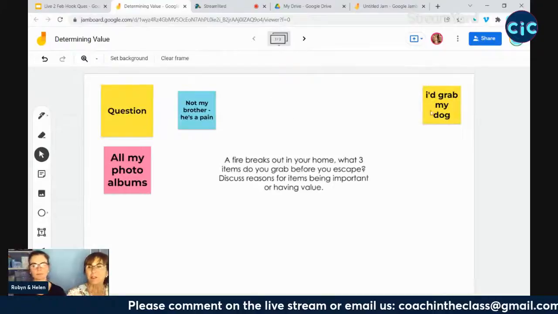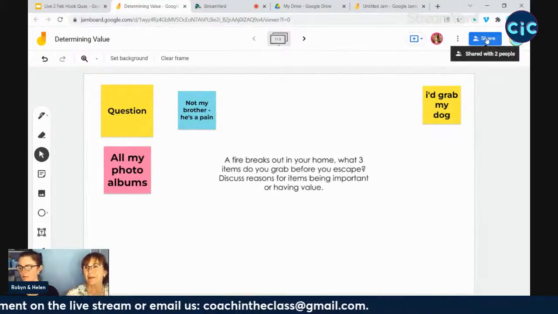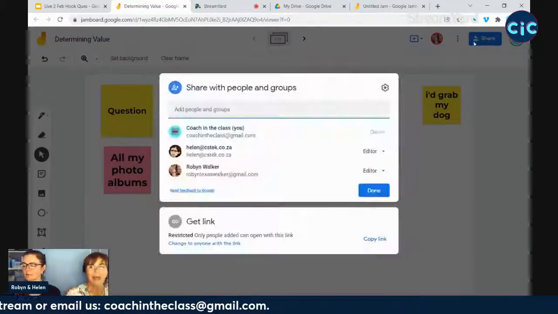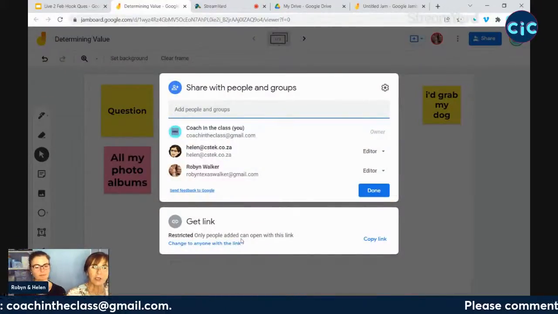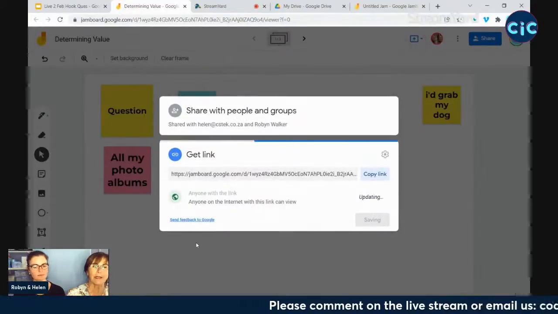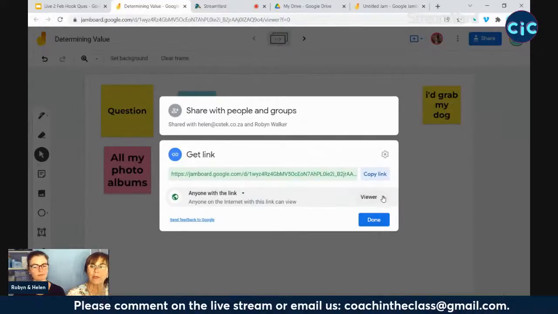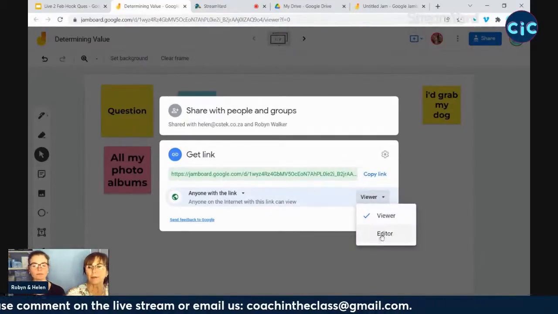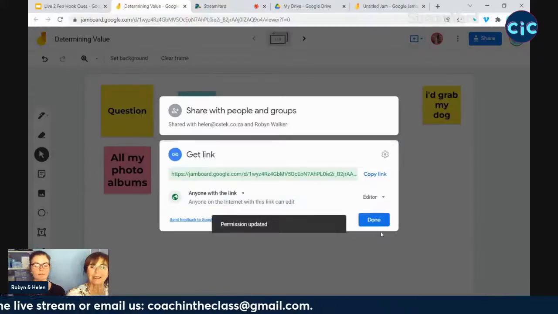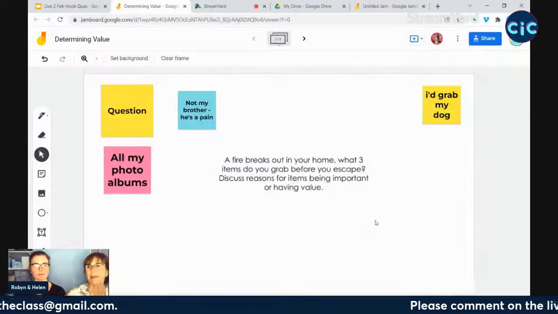Yeah. But how did we share it for Robin to come on? Well, there's a big share button over here. And you simply go share. And it says here, restricted, only people added can open this link. Change to anyone with the link. And over here now, we would say anyone with the link. And we don't only want them to view it. We want them to be able to edit, to write it. All right. And then now I've updated the permissions. Anybody with that can use it.